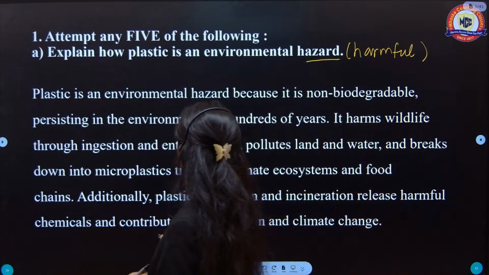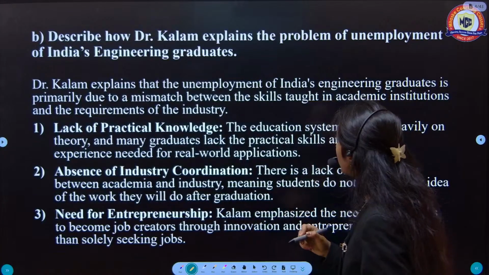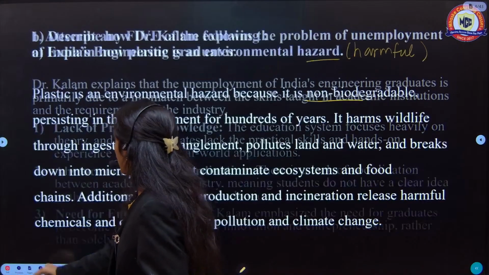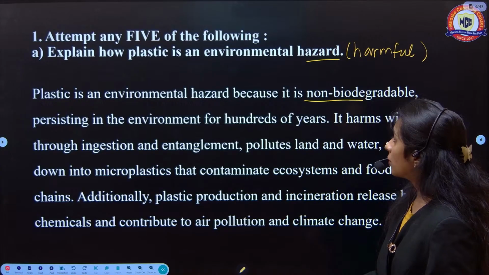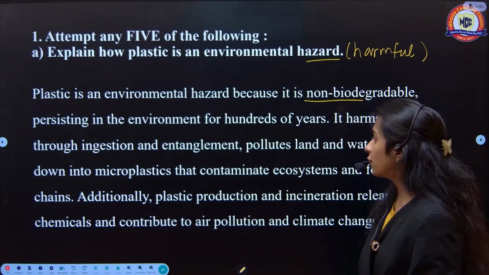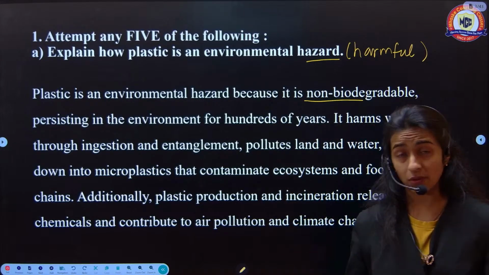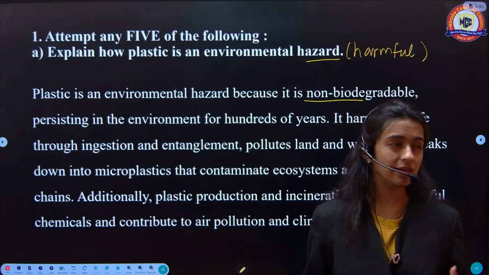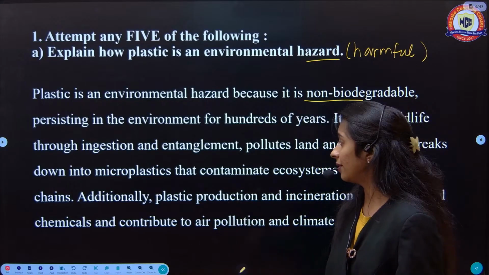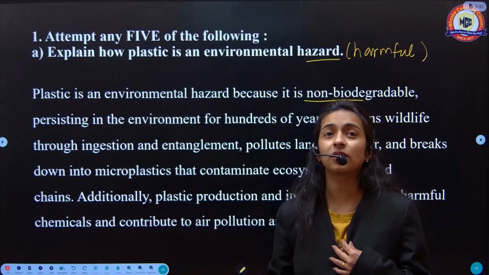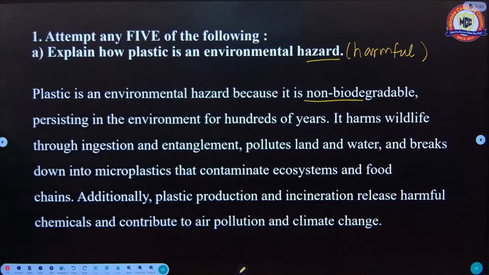Okay, so plastic is an environmental hazard because it is non-biodegradable. The very important point is that it is non-biodegradable. It does not dissolve in the soil, and that is the reason it is harmful, persisting in the environment for hundreds of years. So when you throw plastic outside, when you throw wrappers of chocolates and chips and everything, it will be there for hundreds of years. You will have the next two generations, but the plastic will still be there. So you have to be very, very careful before throwing plastic on the road.